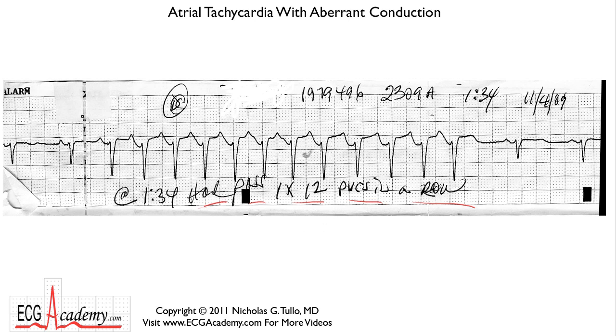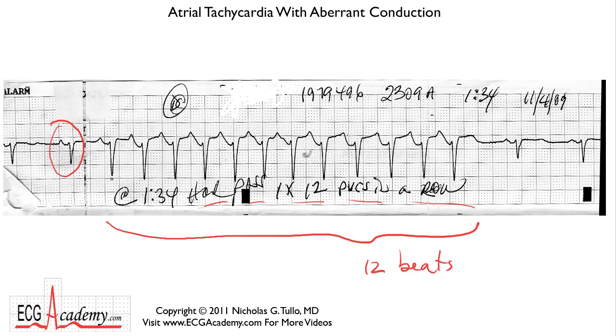But if we look at this rhythm strip, we can see that it starts off with something that looks like a sinus beat with a fairly normal PR interval. And then when you look at the forest, you see that there's this run of a rapid arrhythmia of 12 beats. And if you look at the QRS complex, it looks different than the underlying beat. It's deeper, it's a little bit wider, but it's not very wide. And you have to wonder, why is this looking different from the underlying rhythm? Is it because of an interventricular conduction delay or aberrant conduction? Or could this be some kind of ventricular arrhythmia?